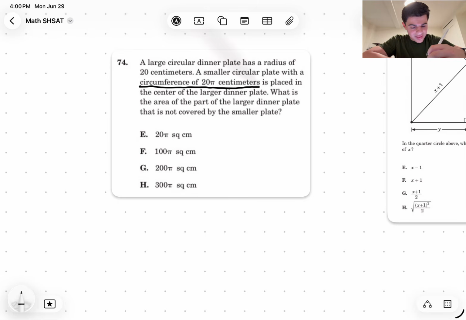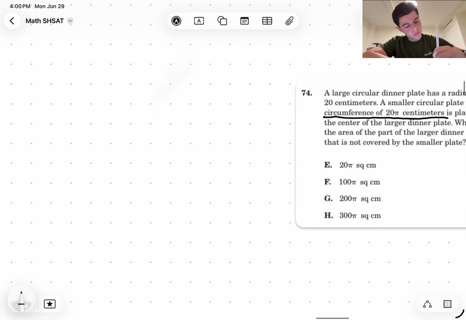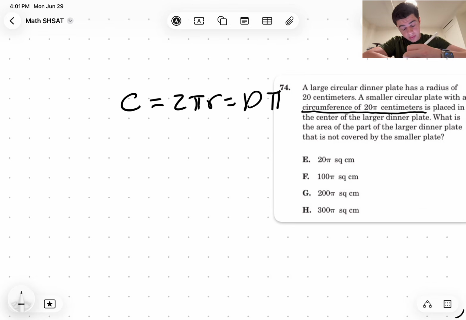Circumference of 20 pi centimeters, right? So they're telling us the circumference of something is 20 pi centimeters. So what's our formula for circumference? It's 2 pi r, which is equal to d pi, right? Now, if they've told us that the circumference is 20 pi centimeters, then we can put that in. So 20 pi equals 2 pi r, right?